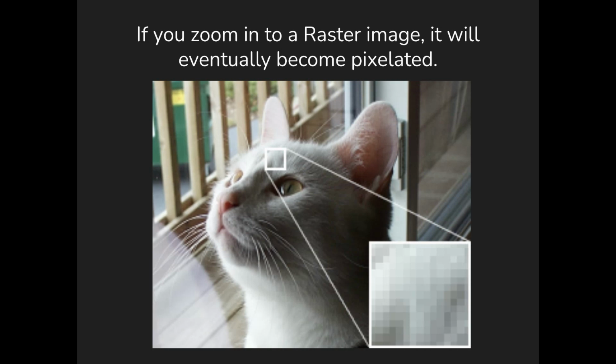If you zoom in to a raster image, it will eventually become pixelated. So as we can see here, this image of this cat, as we zoom into the fur on its forehead, we may not see the pixels at first. However, once we zoom in, we can see all of the squares that make up that section of the image. Same thing here with this leaf. Once we zoom into the image here, we can see all of the individual pixels that make up the tip of that leaf.